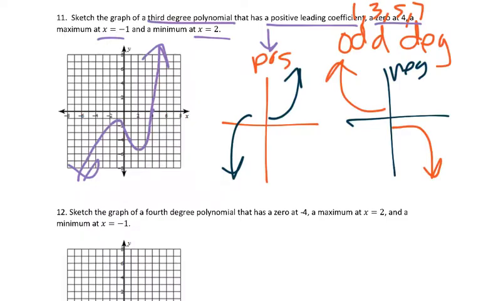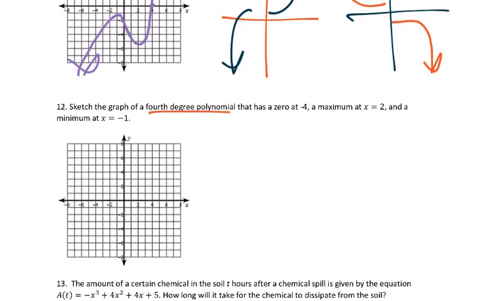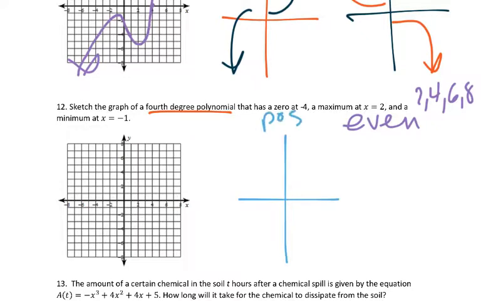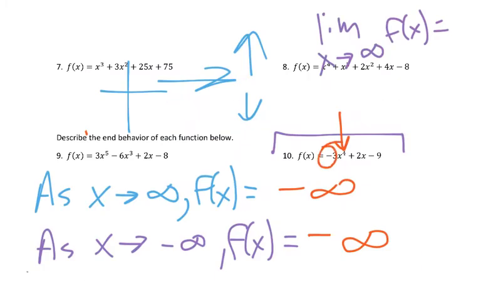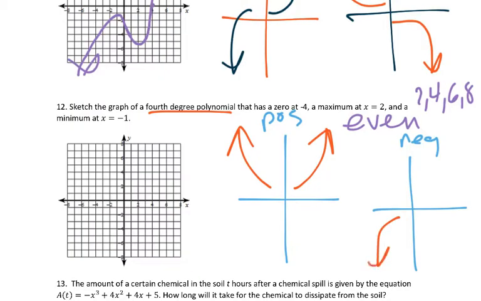Degrees, here's what we get. Like 12 wants us to do a 4th degree polynomial. So it's even. With even, so that's 2, 4, 6, 8, so on, the rule is you have a positive coefficient and a negative coefficient. For a positive coefficient, they are both going up. For negative, like what we saw here, they're both going down.